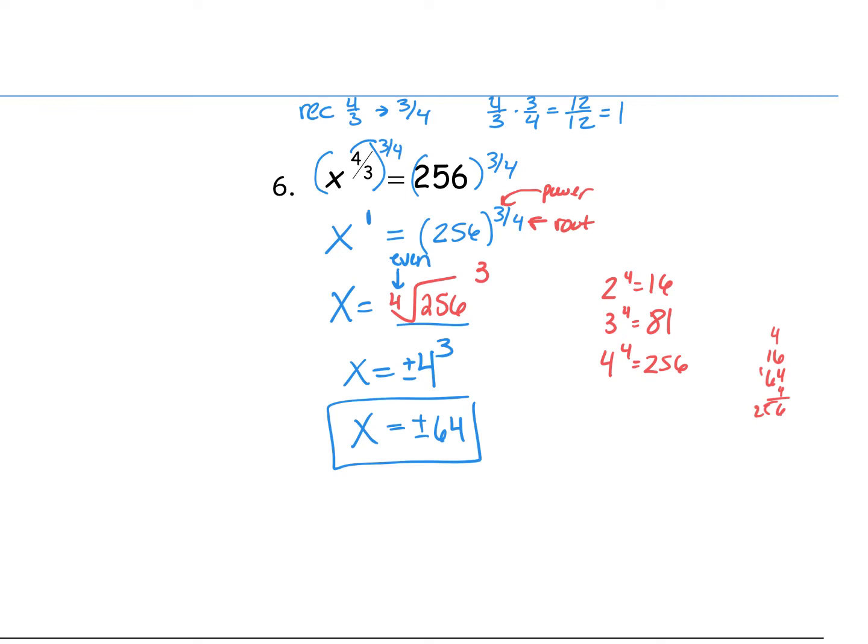So let's check it really quick. So I'm going to do 64 to the 4/3 power equals 256. Plug that in my calculator. If I do negative 64 to the 4/3 power, I also get 256. So both of those are good.